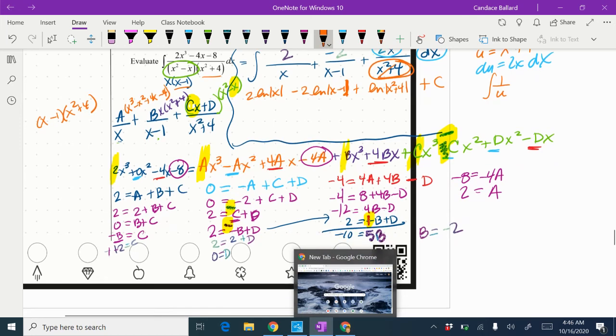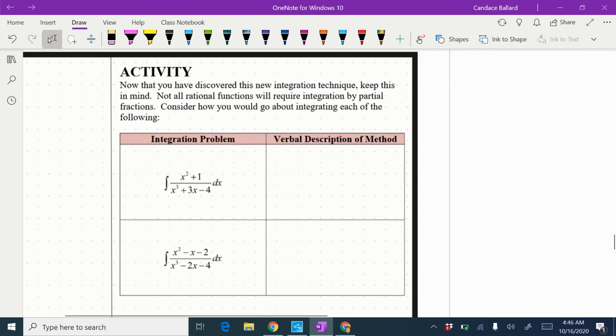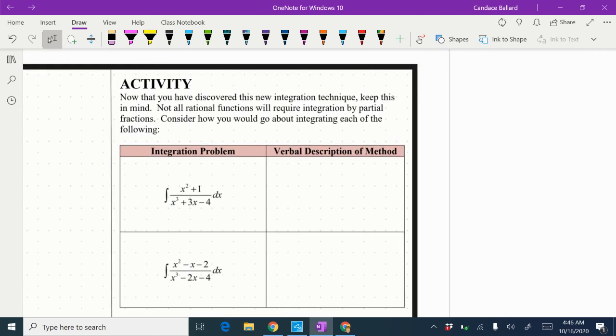So one other quick thing, if you just look at this at the bottom, take a minute, pause the video, look at these two, and decide what you would do to integrate them. Just take a minute and think about it. Now that you've thought about it, I'm going to tell you what I thought about them. I'm not going to do them. We're just talking about what method we would use.